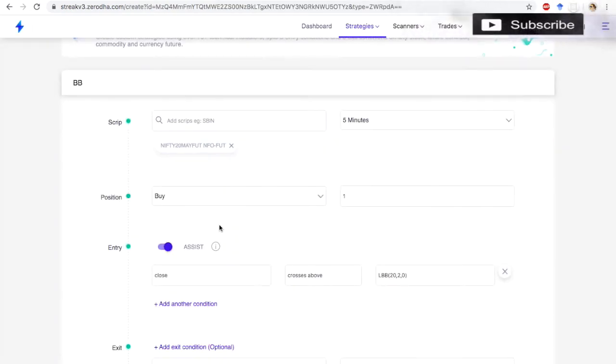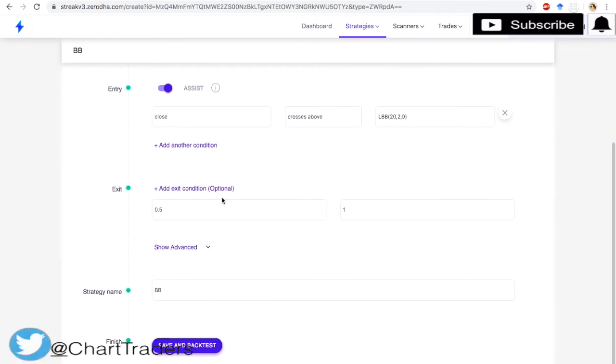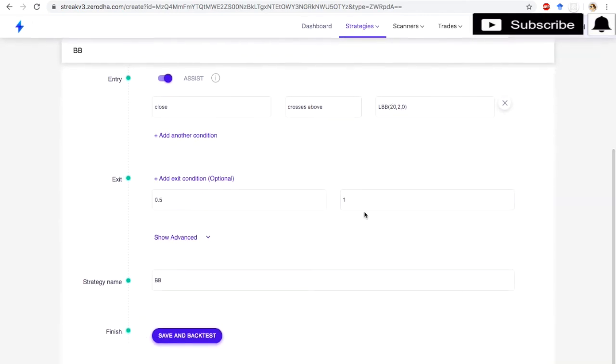I have opened my Streak account in order to analyze the performance of the Bollinger Band indicator. I am going to apply it on Nifty future, 5 minute time frame, buy one lot, when the close crosses above the lower Bollinger Band. The exit condition is 0.5 percent stoploss, target is 1 percent. So we are going to save and backtest a simple Bollinger Band algorithm.